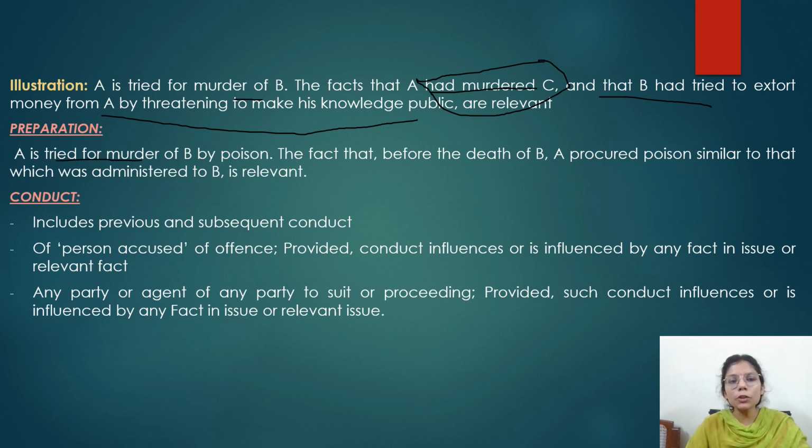Preparation. A is tried for murder of B by poison. The fact that before the death of B, A procured poison similar to that which was administered to B is relevant. So preparation of any crime is a relevant fact. That is very logical.